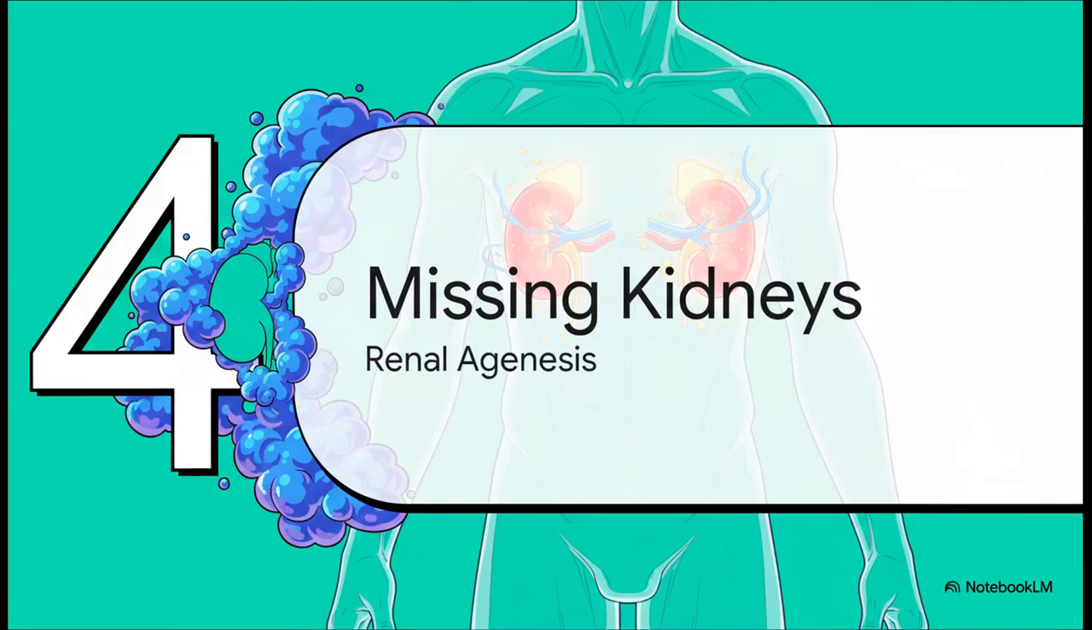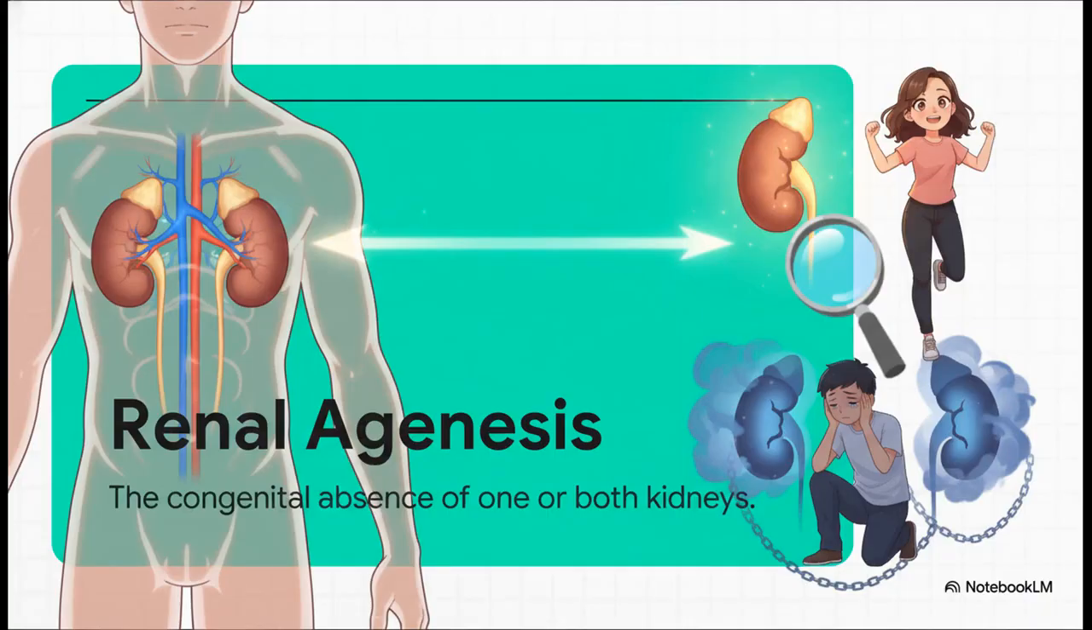Okay, let's switch gears. We're moving from kidneys that look a little weird to a much more dramatic situation. What happens when a kidney isn't there at all? This is called renal agenesis, and it leads to some very predictable and very serious consequences. So renal agenesis just means you're born without one kidney or both. Now, if it's unilateral, meaning just one is missing, a person can live a totally normal, healthy life. But when it's bilateral, when both are absent, well, that sets off a very severe and predictable chain of events.